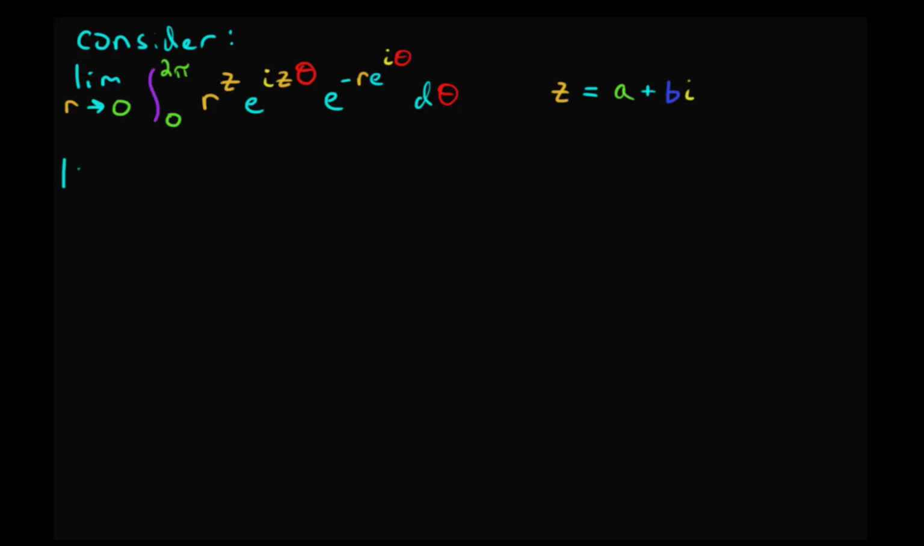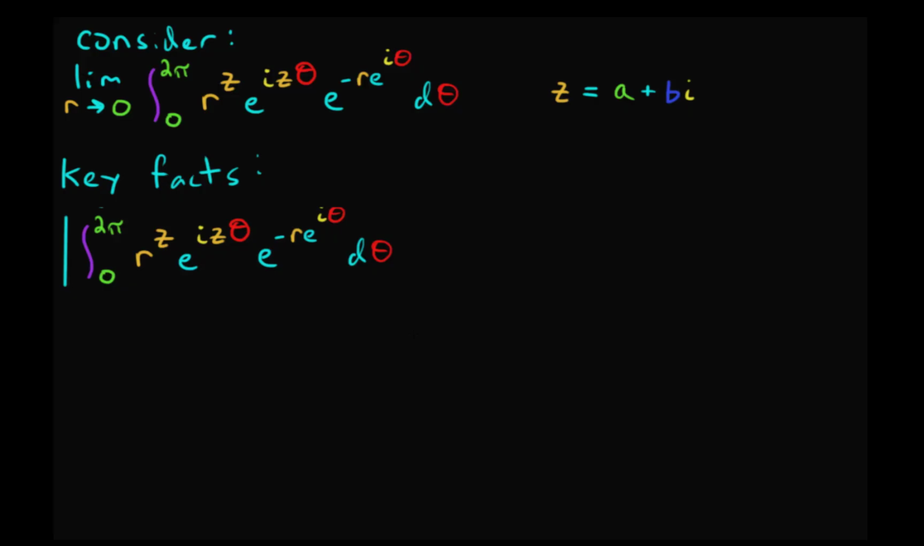And the first fact to keep in mind is the triangle inequality for integrals. That theorem says that if I take the modulus of a complex integral, so if I take the modulus of this entire integral, I know that that value, that magnitude, must be less than or equal to taking the integral of the modulus of the terms inside the integral.